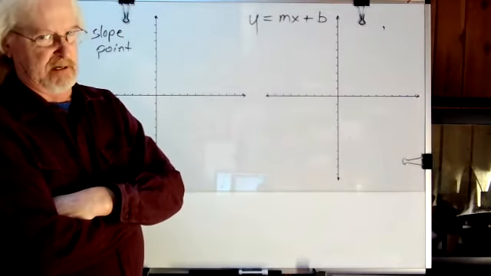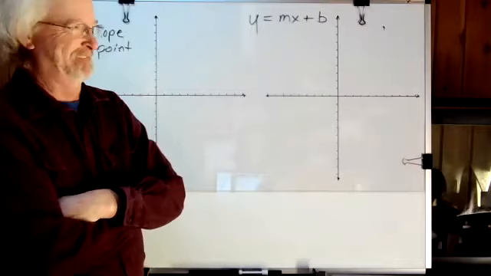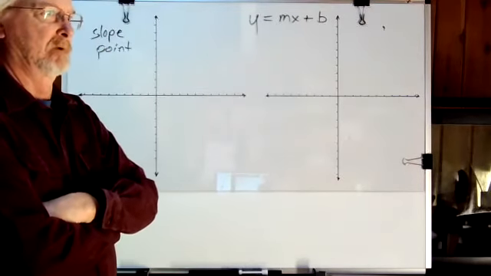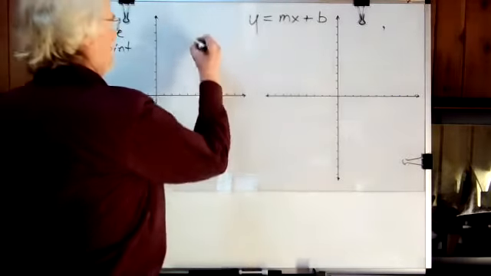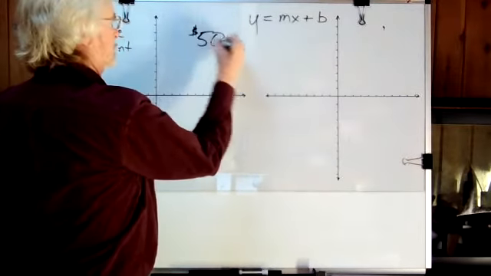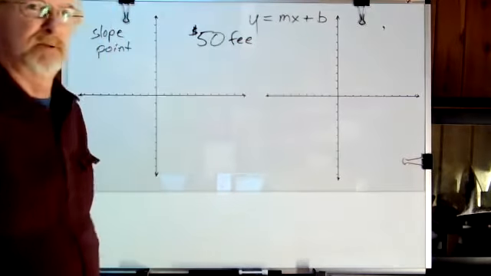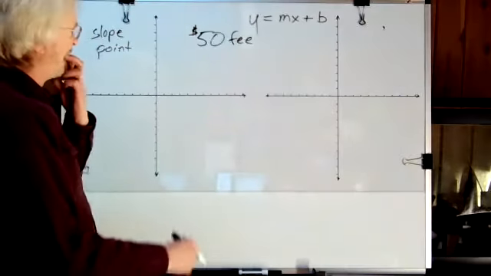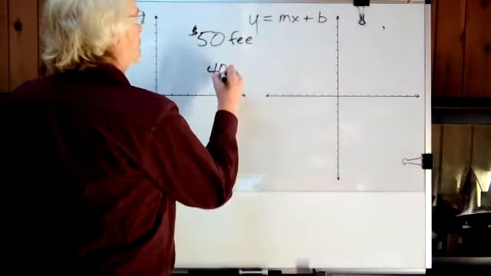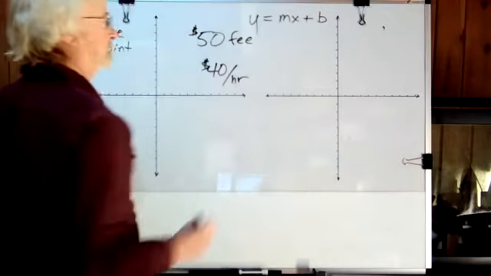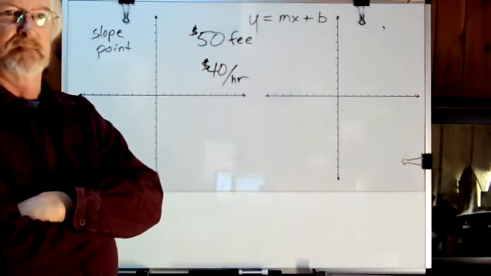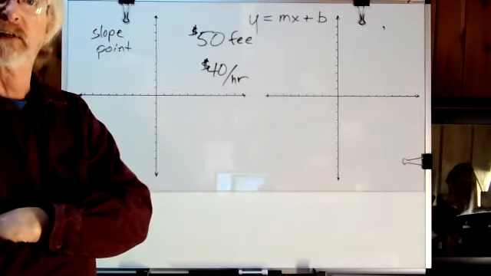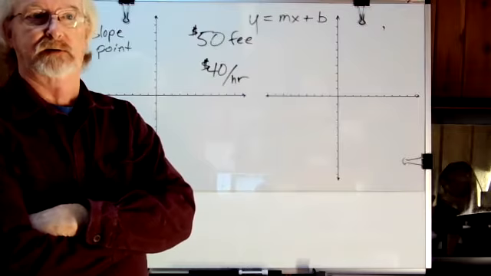Last Thursday, in the middle of our class, my furnace repairman showed up. And let's say that company is charging me a $50 fee for him to show up and check things out. And if he has to work for any period of time, they're going to charge me $40 per hour. Can you write an equation that describes the cost in terms of the number of hours this person might work?